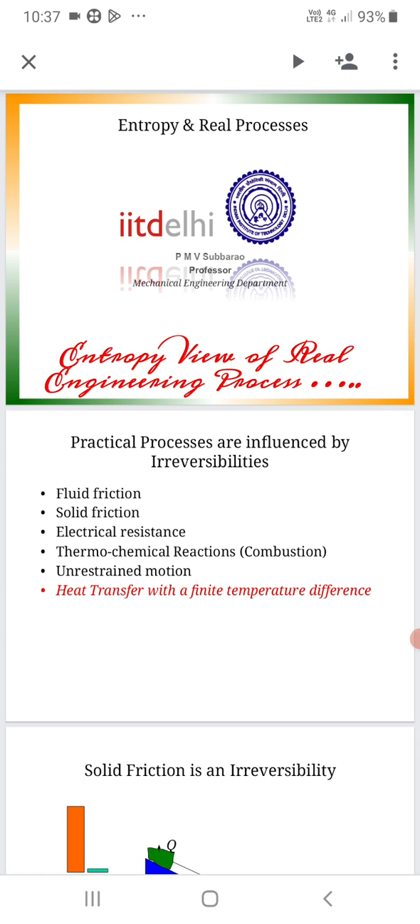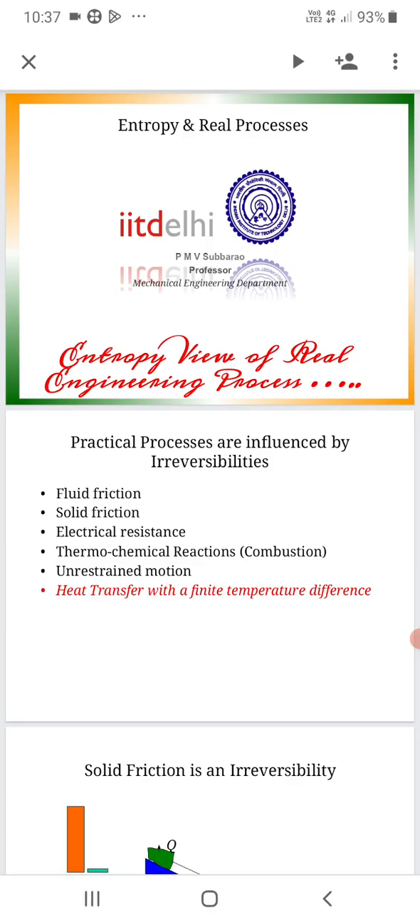What is entropy and how is it applicable to the real process? Entropy means a measure of molecular disorder. Molecular disorder happens, for example, while heating a gas. That is, molecular disorder will be measured either by increasing pressure or increasing temperature, like that it will happen. And in real life also it is applicable.